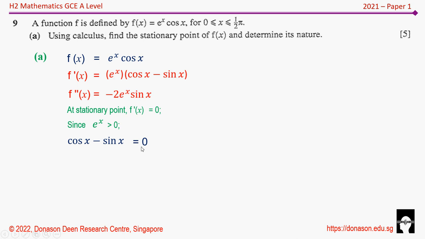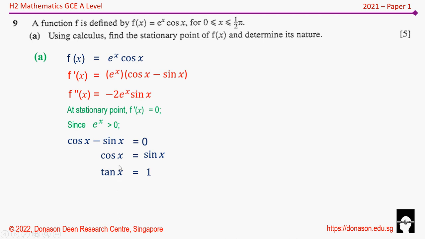So for what value of x would cosine x minus sine x be equal to 0? If I were to throw the minus sine x to the right side, it's going to become positive sine x. And if we take sine x and divide it by cosine x, that's going to give us tangent x. And of course, once I bring my cosine x over to the right side, the left side would simply become a 1. So we will get tangent x being just equal to 1.